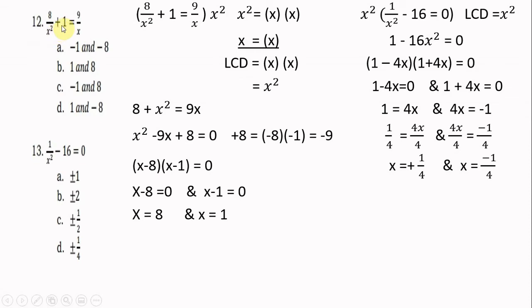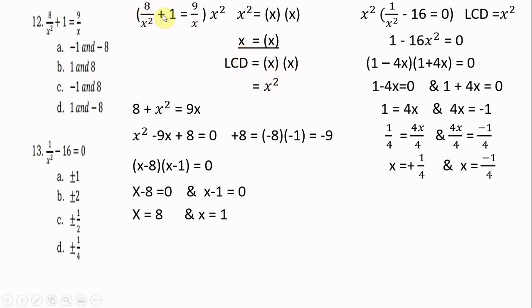Okay, number 12. 8 over x squared plus 1 equals 9 over x. So what is the least common denominator of x squared and x, and the denominator of 1 here? Here, x squared, that's x times x, and here x. So let's pair x, they are aligned. So therefore, let's get only one x, here x also. So therefore, the LCD is x squared. x times x, that's x squared.